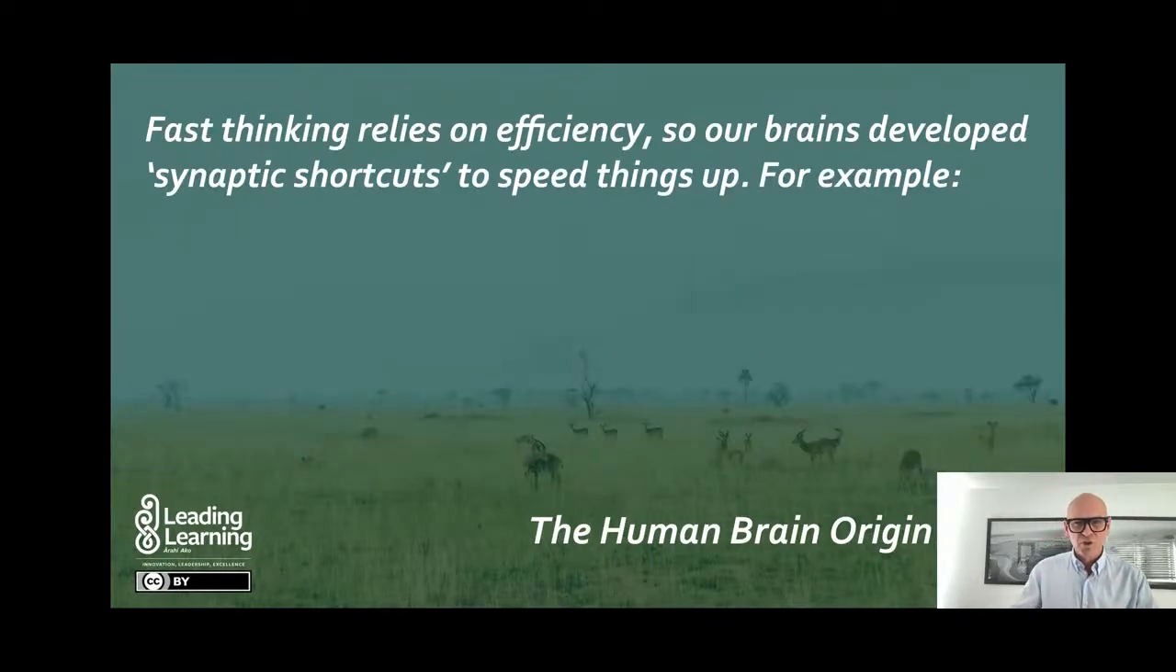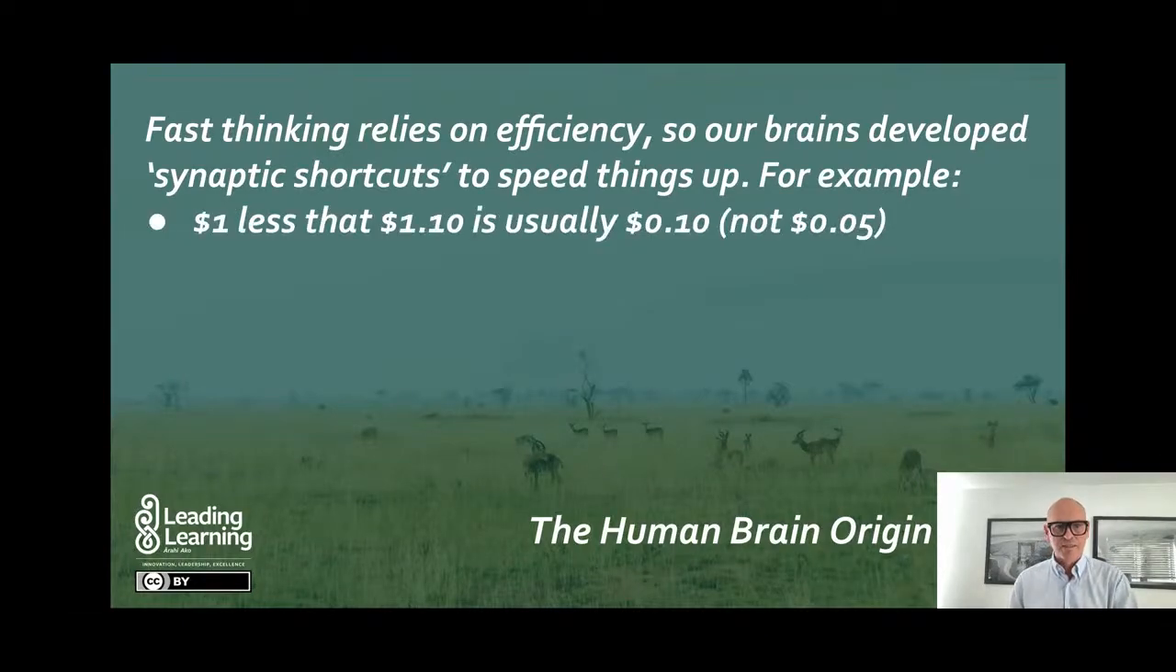Fast thinking relies on efficiency. We've got to be quick. Our brains have got to take a lot of shortcuts rather than go laboriously through every possibility. So that's this idea of synaptic shortcuts, our brain's shortcuts.